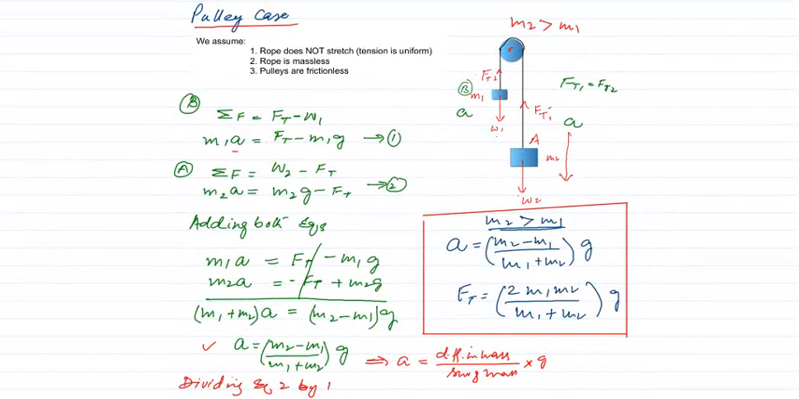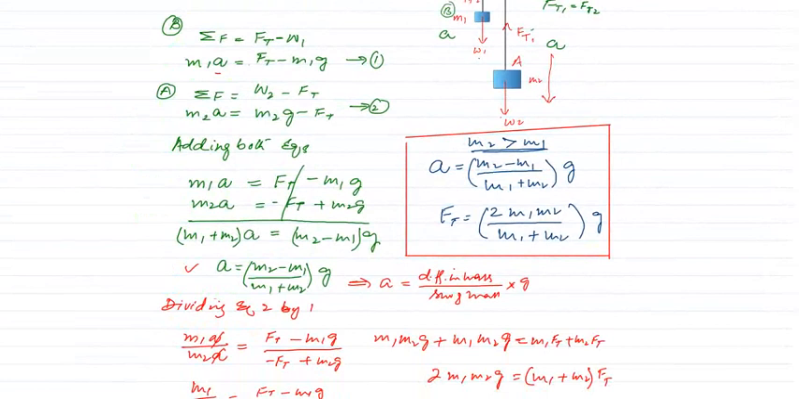If we add both equations together, then M1A equals Ft minus M1G, and M2A equals minus Ft plus M2G. Adding, this will be M1 plus M2 times A, and the Ft cancels out, equals M2 minus M1 times G. So the acceleration will be m2 minus m1 over m1 plus m2, times g.